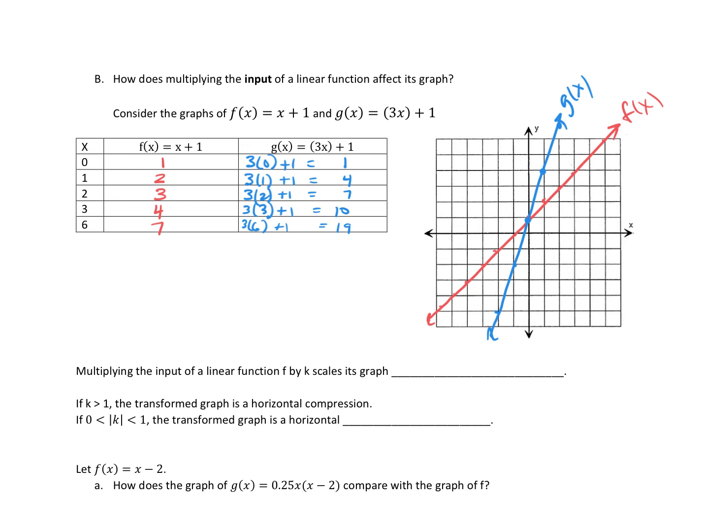So how do the two graphs compare? The slope changed. This one had a slope of 1. When we multiplied the input by 3, now our slope is 3, so we got a steeper line. The one thing that didn't change was the y-intercept. The y-intercept of both functions is still at 1. So let's fill in our little questions here. Multiplying the input of a linear function f by k scales its graph horizontally.